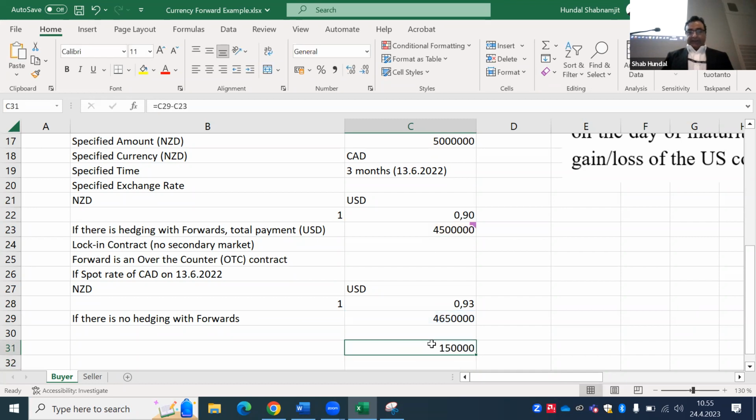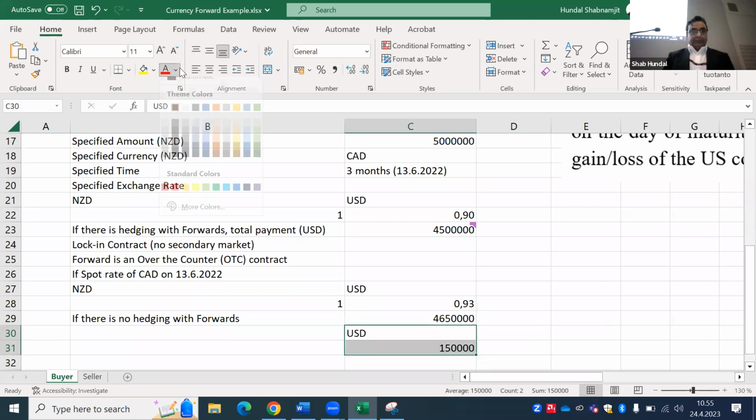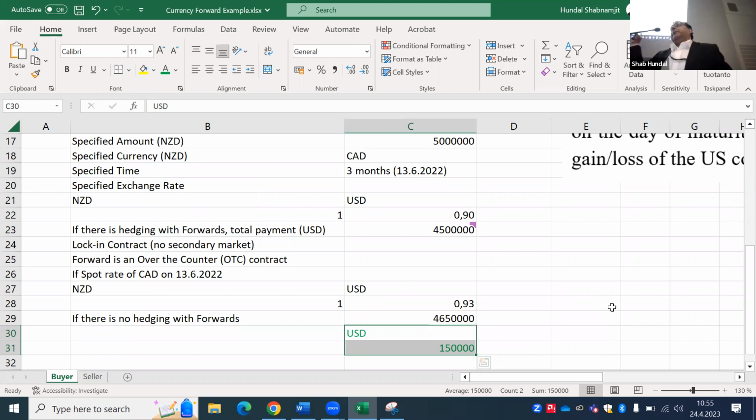You are saving 1.5, is it? No, 150,000 US dollars by entering into the forward contract. I would even say that even if it was a loss, I would still go for it. Because in the absence of forwards, the loss can be basically infinity. The loss would have been way more potentially.